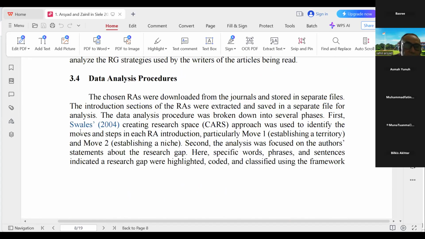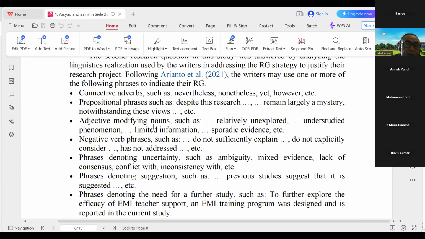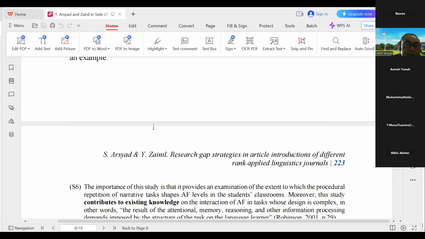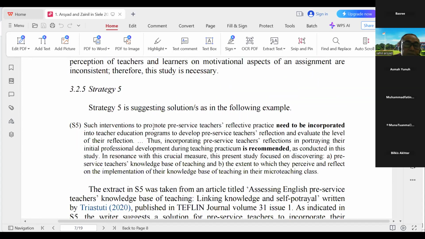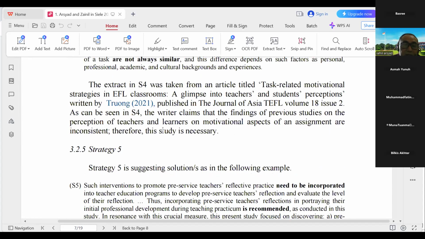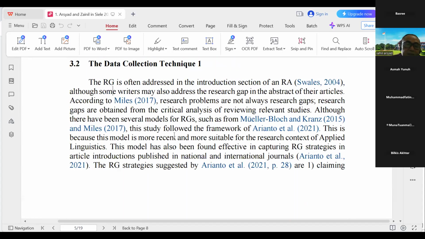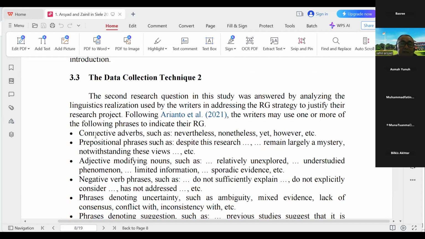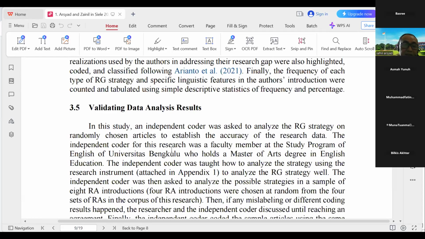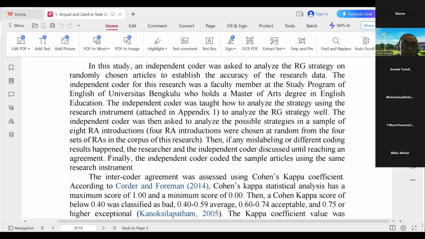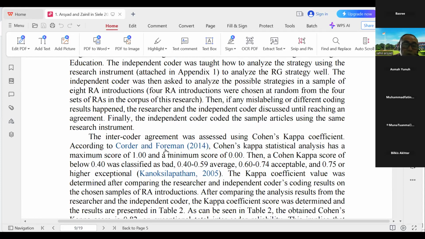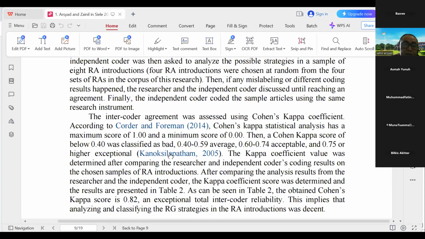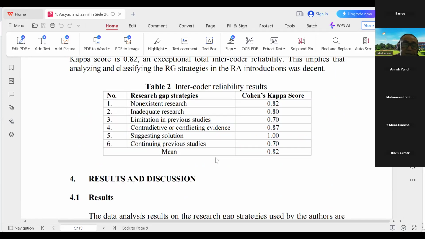See, I always use citation or reference in the data analysis procedure and in the data collection technique. And finally, I validate the data analysis result. Here I also refer to some authors and references, Creswell and others. So this is the result.